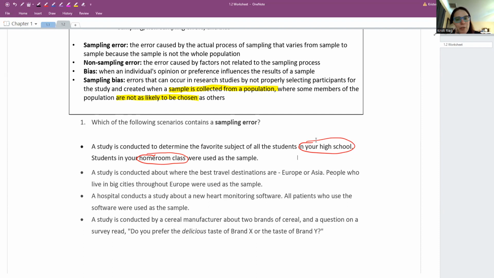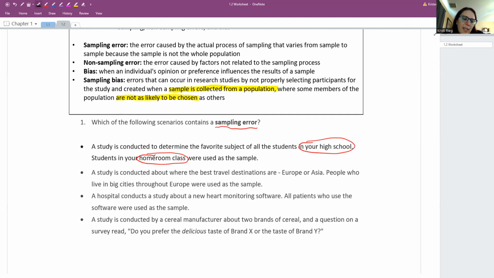It's probably just a bunch of freshmen in one class, a bunch of sophomores in another class, and so on. And that would not represent the whole high school. So that is bad, but it's not a sampling error. We're looking specifically for a sampling error. And that is where there's an error due to the fact that the sample is not the whole population.